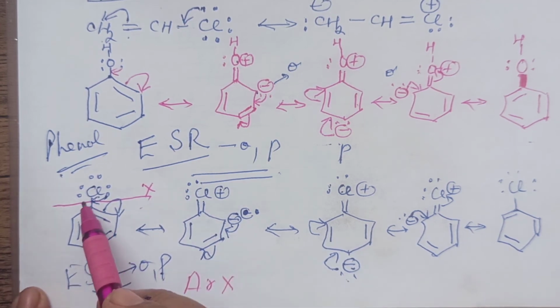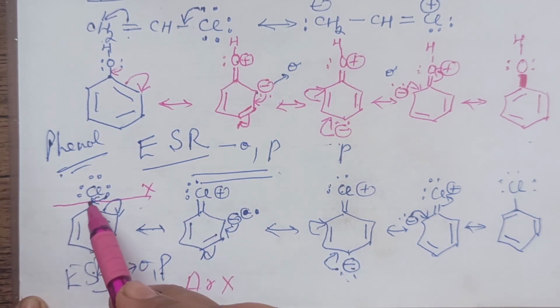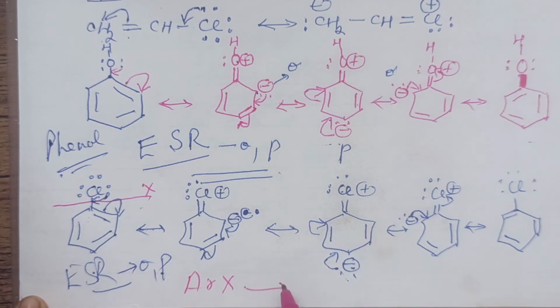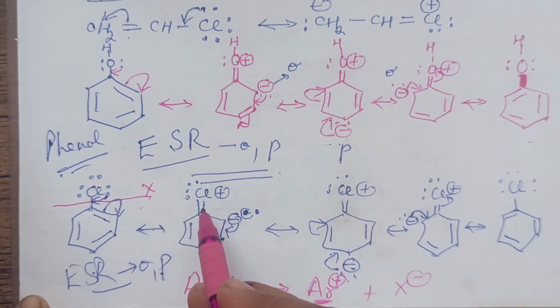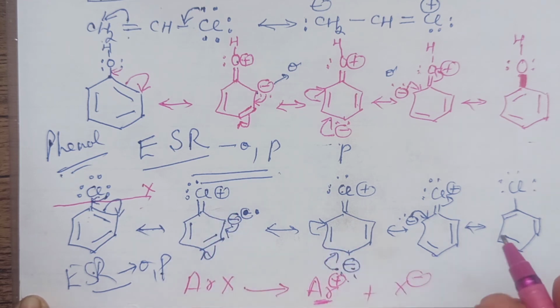Okay, so there is a question asked. ArX, this is read as aryl group to which a halogen is attached. The aryl group cannot break up and form Ar plus and X minus. Why can it not form a positive species? I told you there is a double bond between them. Due to the partial double bond character, this bond cannot break.